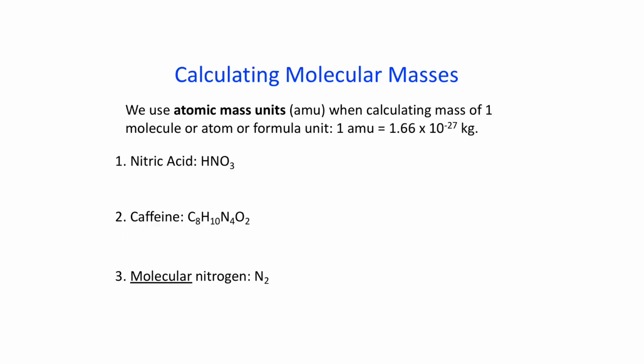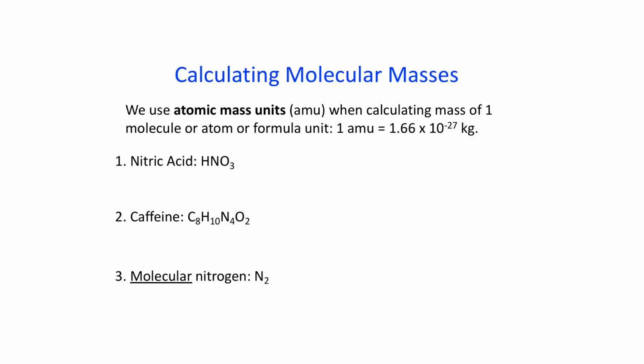So now that we are familiar with what the chemical formula represents, it tells us the number and types of atoms in our compound. Now we can use that information to calculate molecular masses or formula masses, okay? So we do that using the tool of our periodic table.